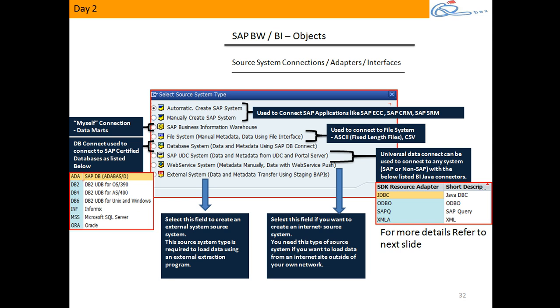And the next one, SAP Business Information Warehouse, which is also referred to as myself connection. For example, let's say I have BW. Within BW, I want to do the loading.